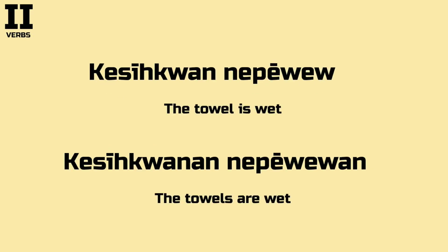These II verbs also work with our inanimate nouns. So for example, the word kisikwan is one way to say a towel. So we can say kisikwan nepewi. The towel is wet. Now when we want to say the towels are wet, kisikwanan nepewiwan. All right, kisikwanan meaning towels, nepewiwan, they inanimate are wet.